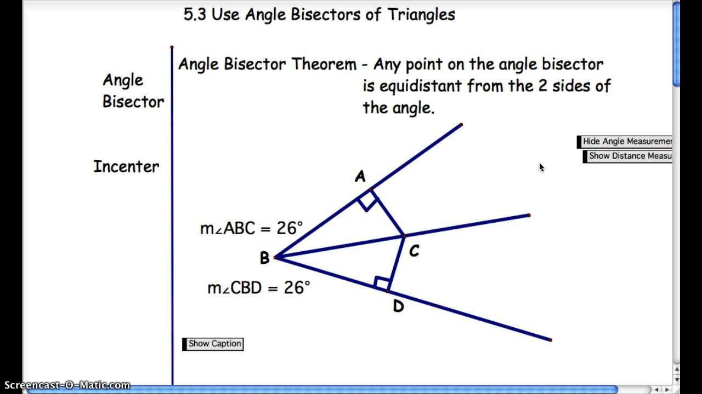Now, we have a new theorem here, and that's the angle bisector theorem, so make sure you don't tune out right there. The angle bisector theorem is a new one that states that any point on the angle bisector, again, this is the angle bisector right here, is equidistant from the two sides of the angle. Go ahead and take a second to write that down so I can go into more detail about what that means.